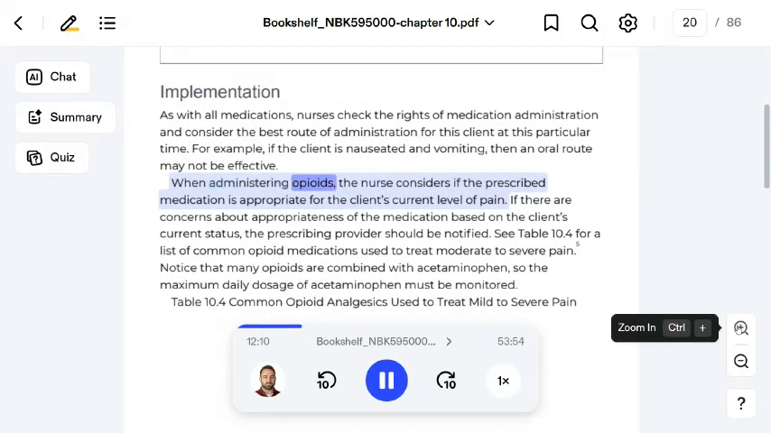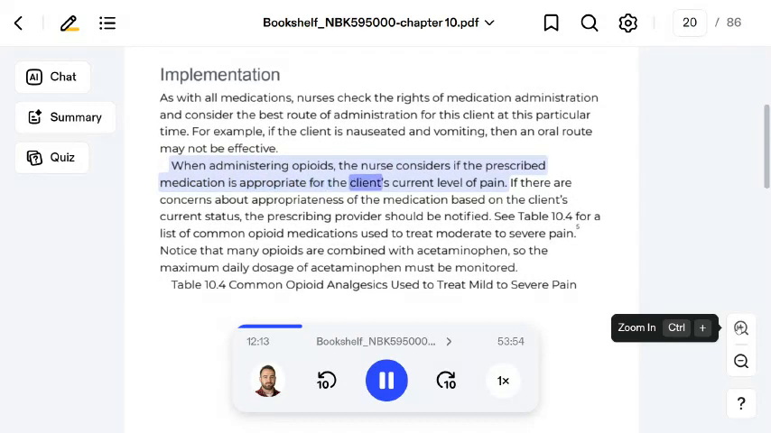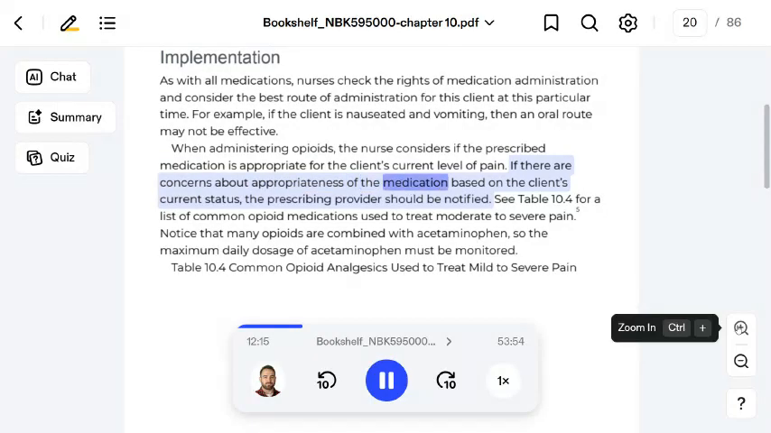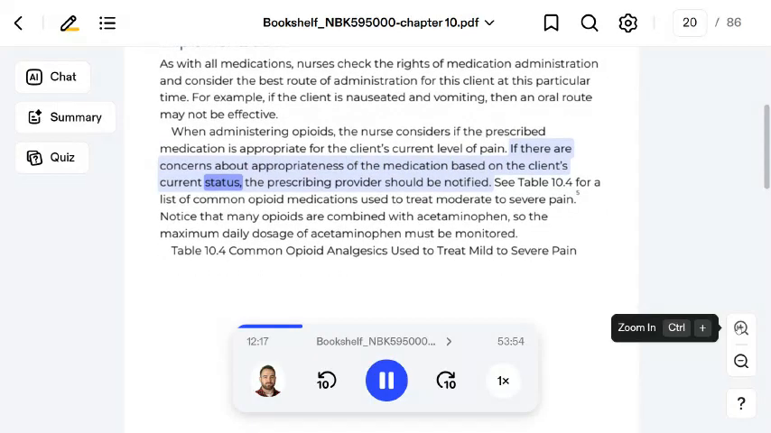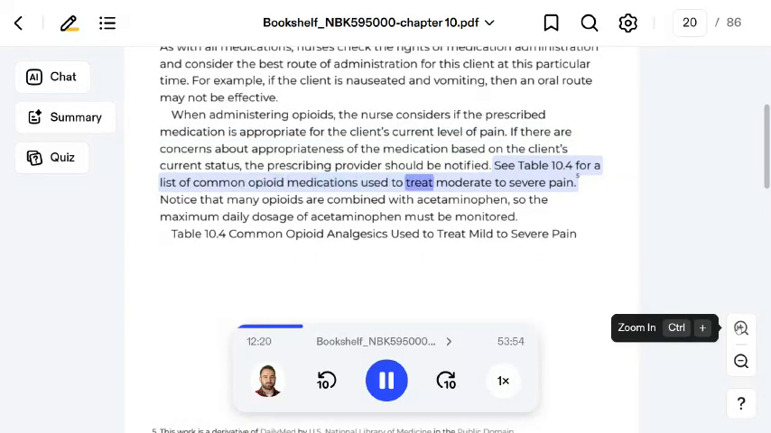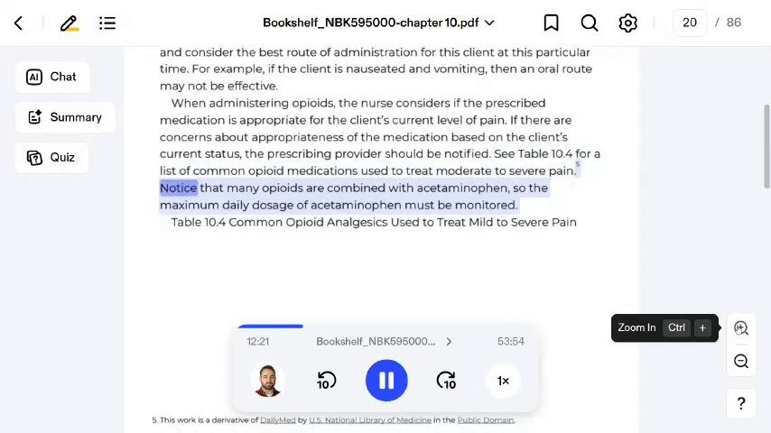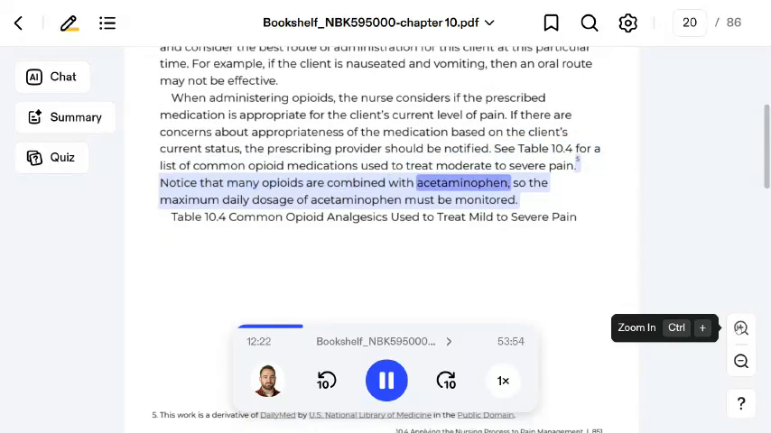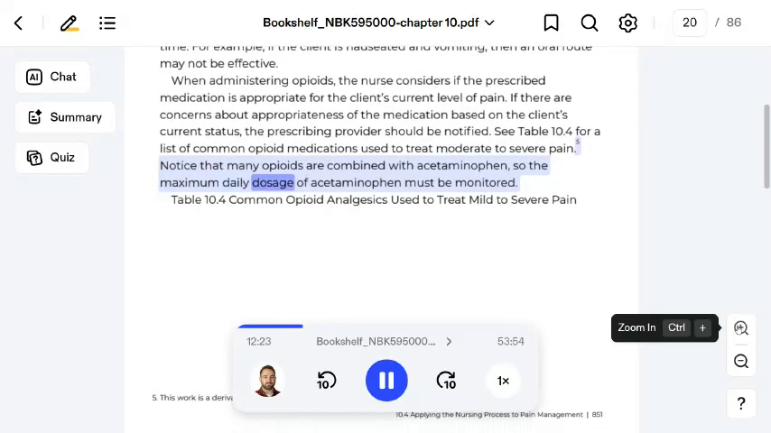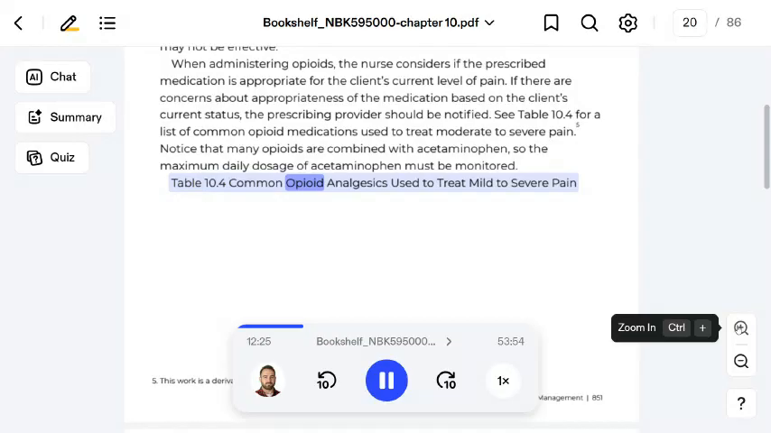When administering opioids, the nurse considers if the prescribed medication is appropriate for the client's current level of pain. If there are concerns about appropriateness of the medication based on the client's current status, the prescribing provider should be notified. See Table 10.4 for a list of common opioid medications used to treat moderate to severe pain. Notice that many opioids are combined with acetaminophen, so the maximum daily dosage of acetaminophen must be monitored. Table 10.4 Common opioid analgesics used to treat mild to severe pain.